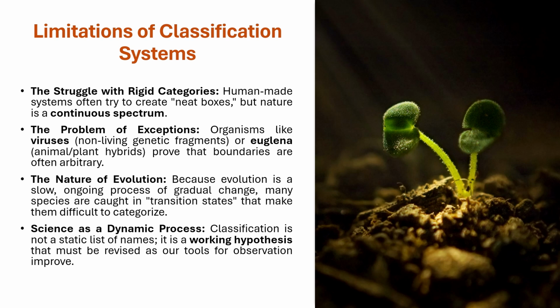This is why we say science is a dynamic process. This is not static, this is a dynamic process. And classification is not a static list of names etched in stone. It is a working hypothesis. As our tools like DNA sequencing get better, our map of life must be revised to reflect the truth.